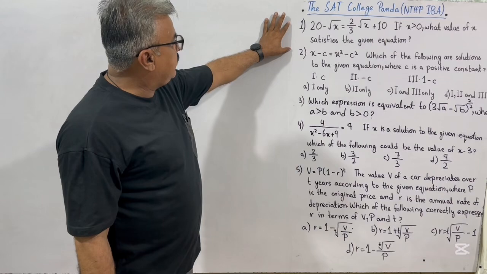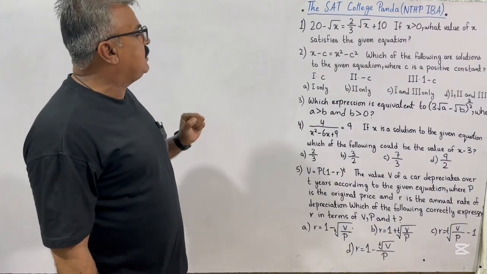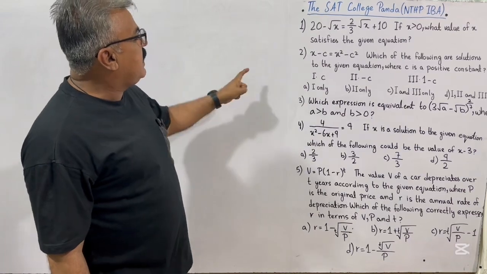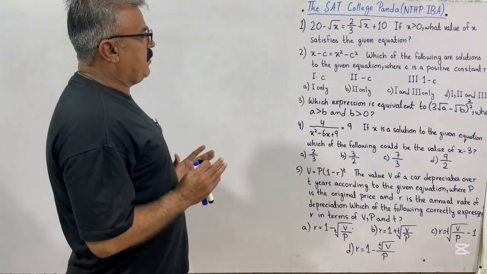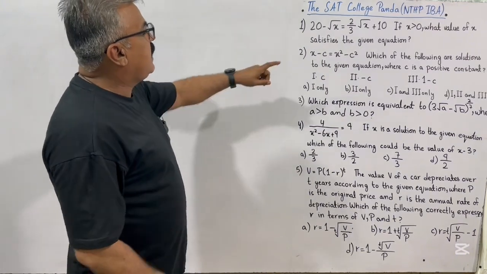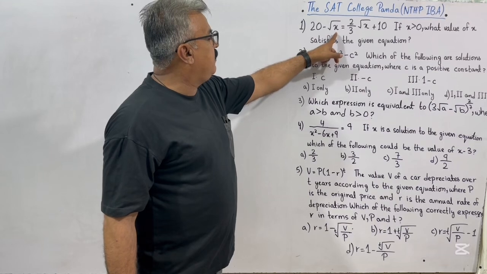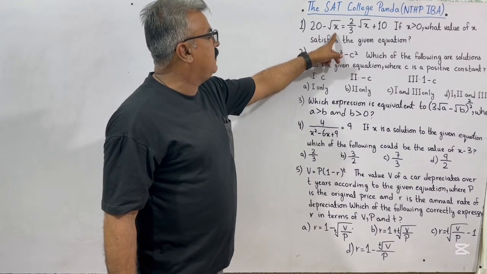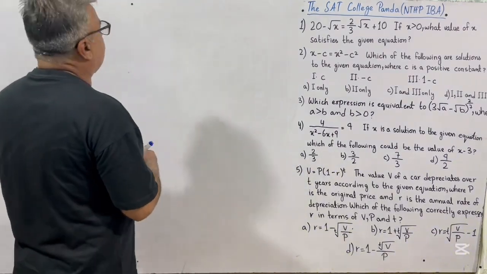Number one, we have given an equation in which a square root is mentioned, and it is also mentioned that x is greater than 0. Greater than 0 means positive. If the square root is positive, then it is meaningful, it is a real valued function. If x is less than 0, then it is a complex valued function.